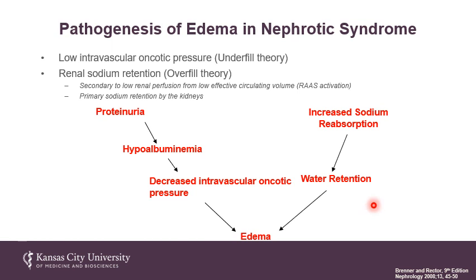And this is a figure, so you get proteinuria, leads to hypoalbuminemia, which decreases your intravascular oncotic pressure, you get swollen, or the kidney just keeps a lot of sodium there and water.